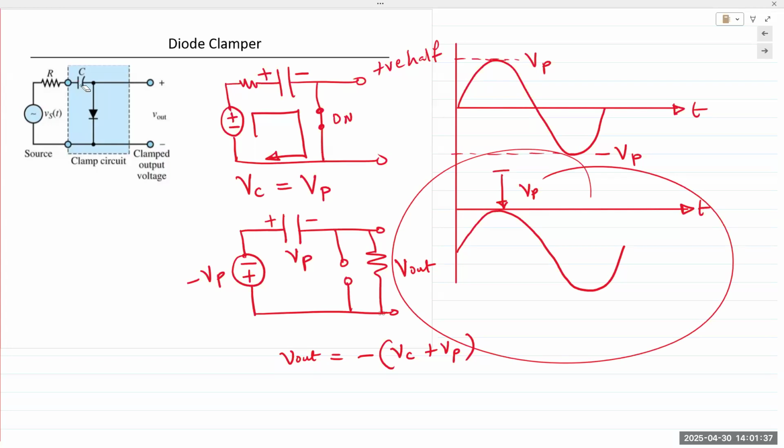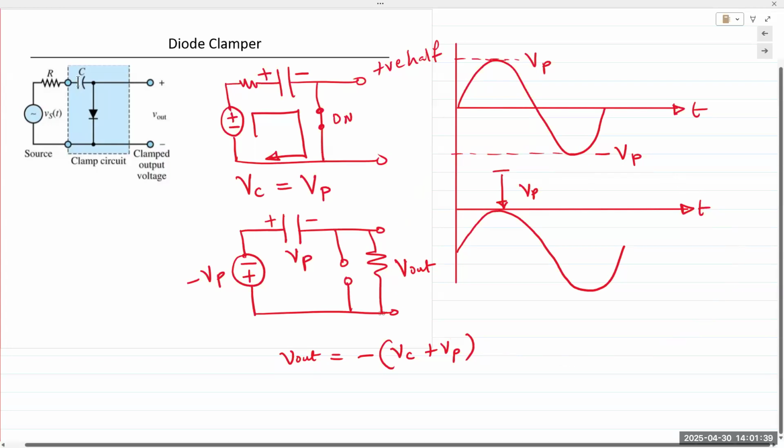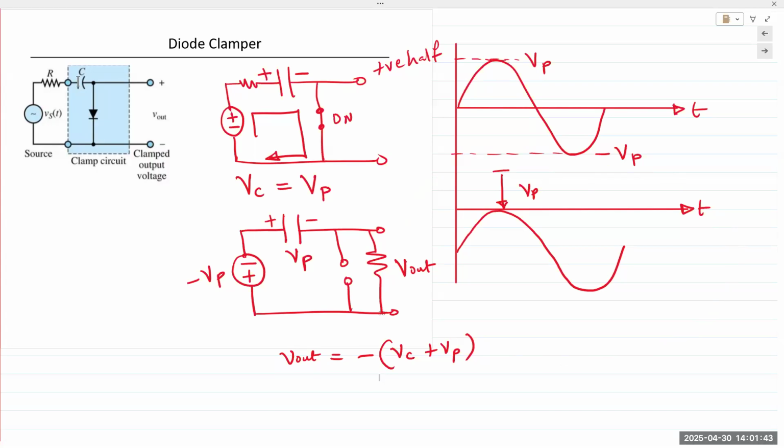So clippers and clampers are two of the most common applications for diodes. There are other circuits and a few other slides after this, so it's further learning. If students want to explore further, you can do so. It's already there in the book. But for today, I'm going to say chapter 3 is at an end, and we'll go back to BJTs from Friday onwards.